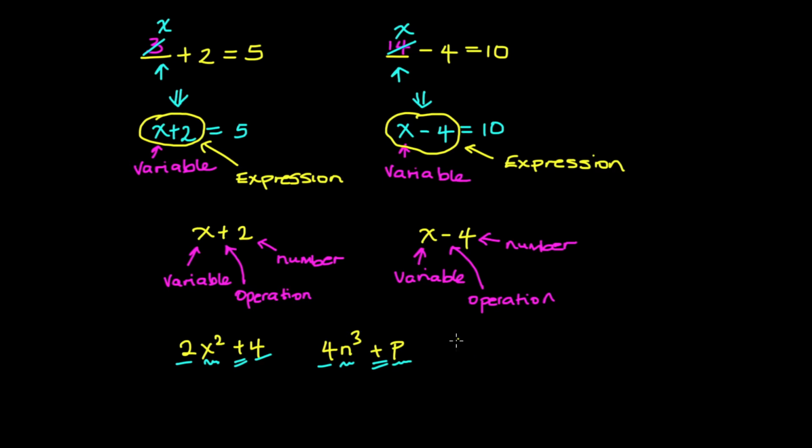An expression could be even more complicated. It could be x squared plus 4x minus 4. That is also an expression because, again, it has one or more numbers, the 4's, one or more variables, which are these x's right here, and then we have our operations, which is the addition and subtraction sign.